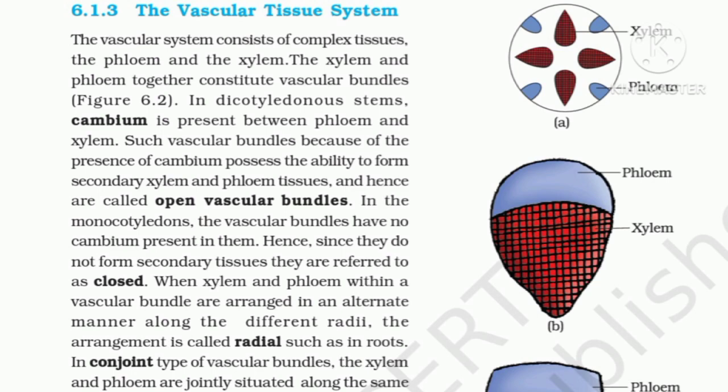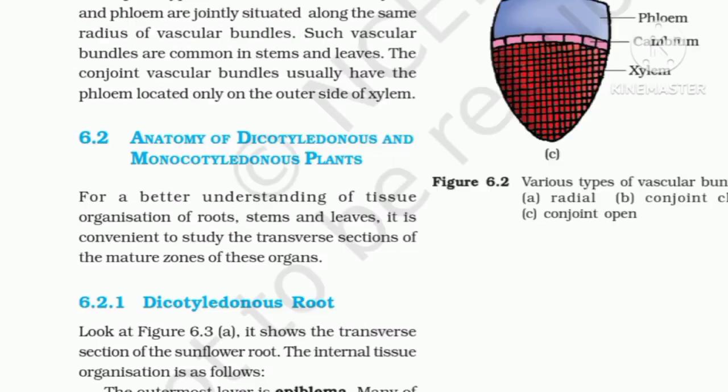In monocotyledons, the vascular bundles have no cambium present in them. Hence, since they do not form secondary tissues, they are referred to as closed. When xylem and phloem within a vascular bundle are arranged in an alternate manner along the different radii, the arrangement is called radial, such as in roots. In the conjoint type of vascular bundle, the xylem and phloem are jointly situated along the same radius of the vascular bundle. Such vascular bundles are common in stems and leaves. The conjoint vascular bundles usually have the phloem located only on the outer side of xylem.